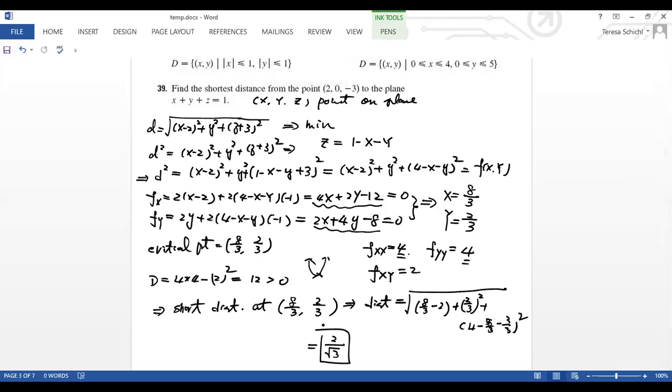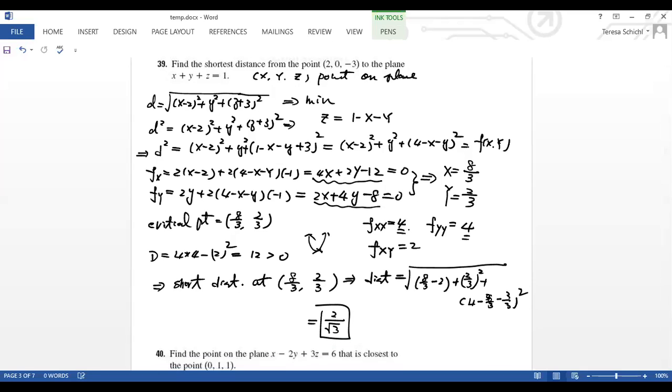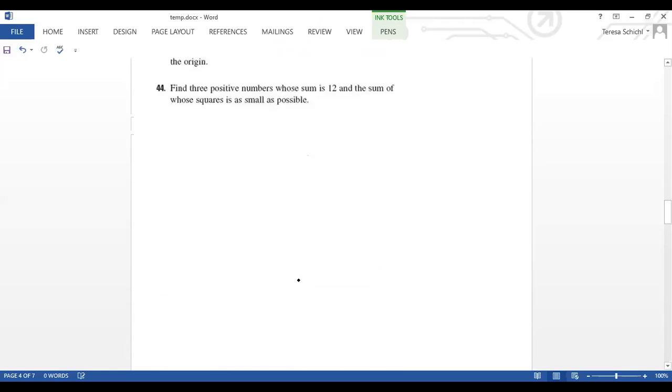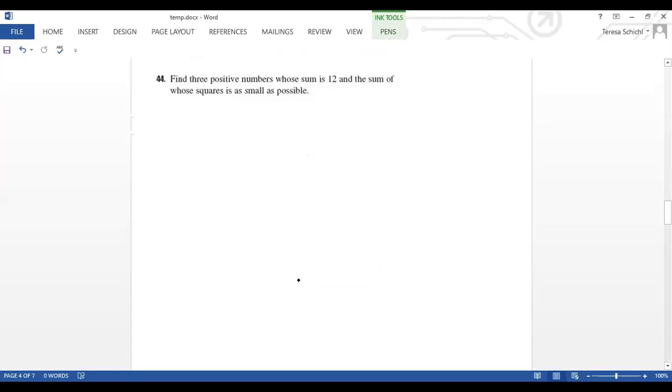Okay, so the last part is just like calculus 1, you need to set it up. After you set it up, then the solving is pretty easy here. Okay, let's try to do a couple more. Okay, so number 44 is here. We say find 3 positive numbers whose sum is 12 and the sum of the squares is as small as possible. Okay, so I know x plus y plus z will be equal to 12, right?